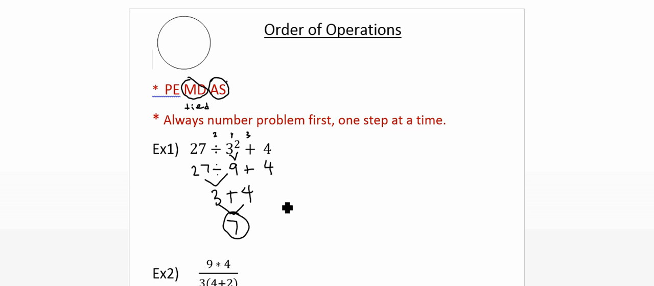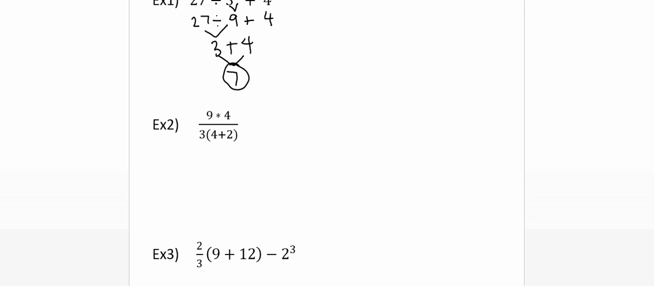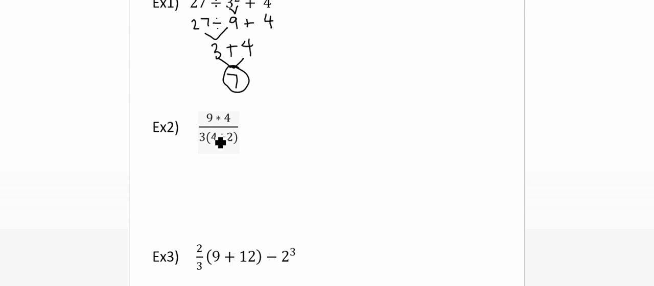Okay? That's an example of PEMDAS, and like I said, the key is this. Always number your problem first and do one step at a time. So let's do another example. 9 times 4 over 3 parentheses 4 plus 2. This is a little bit harder of a problem.